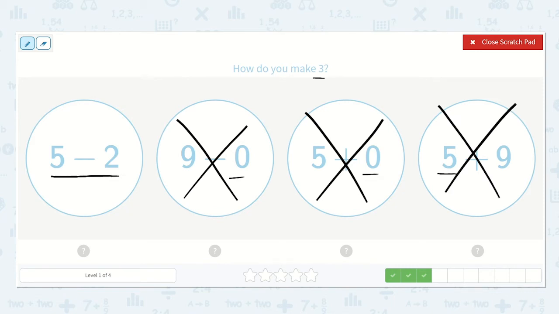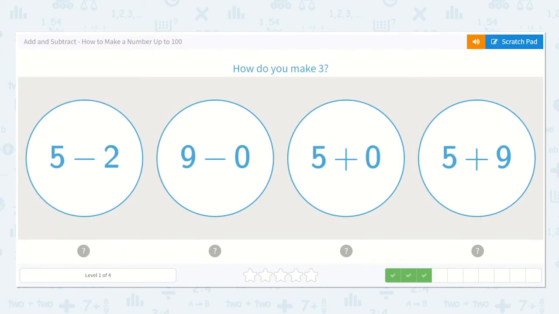Let's check this one. Let's draw a picture. 1, 2, 3, 4, 5, and then we take away 2. 1, 2. We have 1, 2, 3 left. So this is the correct answer.